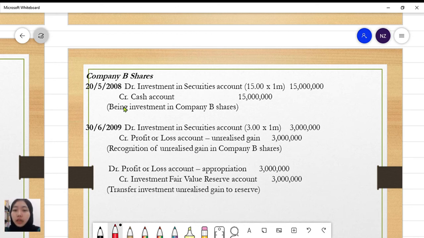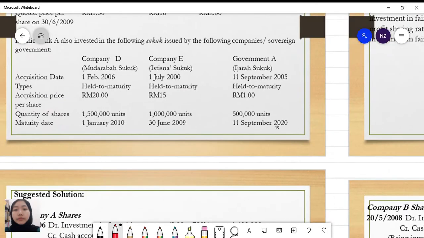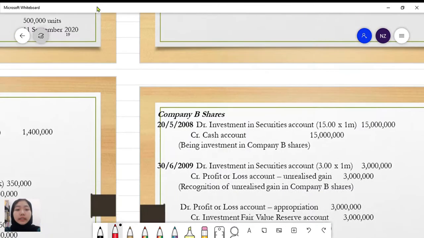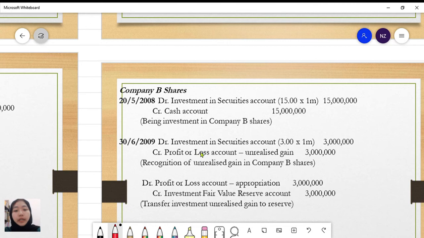Okay, for this you also know how to first record the investment, when you first buy the shares: credit cash because money goes out. So this is how you calculate the 15 million. Take the share price RM15 times 1 million shares quantity. Here 15 times 1 million units, you will get the investment account amount. Settled.